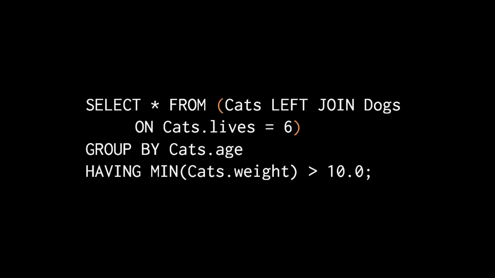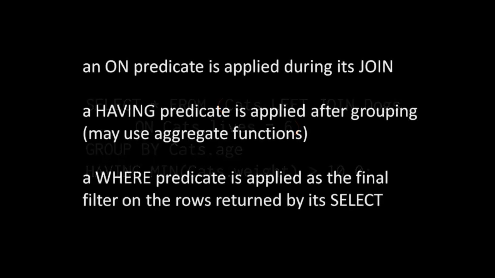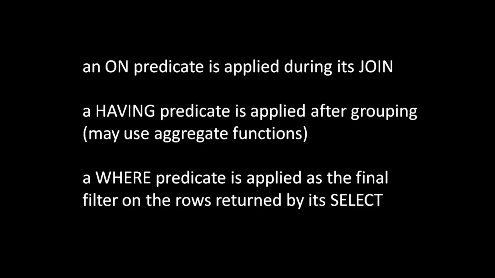Now again, you should be very clear about when these various predicate clauses, the on clause, the having clause, and the where clause, get applied, when their filtering gets done. The on clause is a predicate applied in a join, so it's performed during the join, you can say. The having clause is then applied immediately after grouping, assuming there is any grouping. And then the where clause is the final filter on all the rows returned by the select, so the where always comes last.